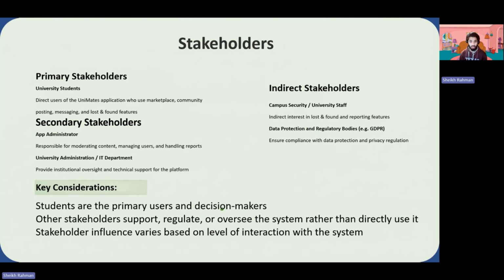Indirect stakeholders include campus security staff and data protection regulatory bodies such as GDPR authorities. These stakeholders influence privacy policies and reporting procedures. Understanding stakeholder influence helps ensure the system meets user needs and regulatory requirements. Now moving to the next slide.